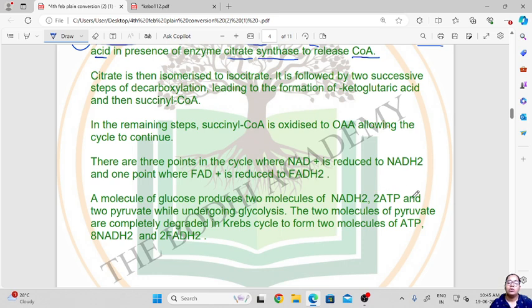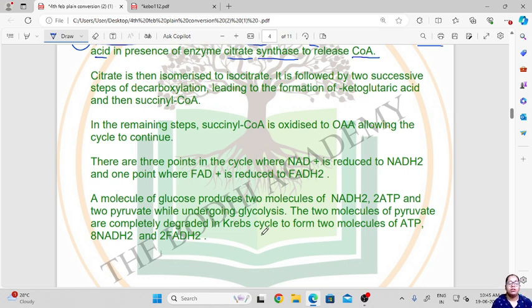A molecule of glucose produces 2 molecules of NADH2, 2 ATP and 2 pyruvate while undergoing glycolysis, and the 2 molecules of pyruvate are completely degraded in the Krebs cycle to form 2 molecules of ATP, 8 NADH2 and 2 FADH2. So this is what now the product of glycolysis is: NADH2, 2 ATP and 2 pyruvate. Here the 2 molecules of pyruvate are completely degraded in the Krebs cycle.